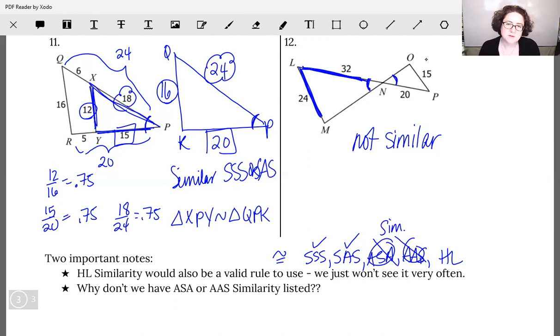All right, so big main ideas for this is always check to make sure that your sides are in proportion. And don't forget that all angles in a triangle always add up to 180. So if you're ever missing any information for your angles, you can still figure that out as long as you are given two of those measures.